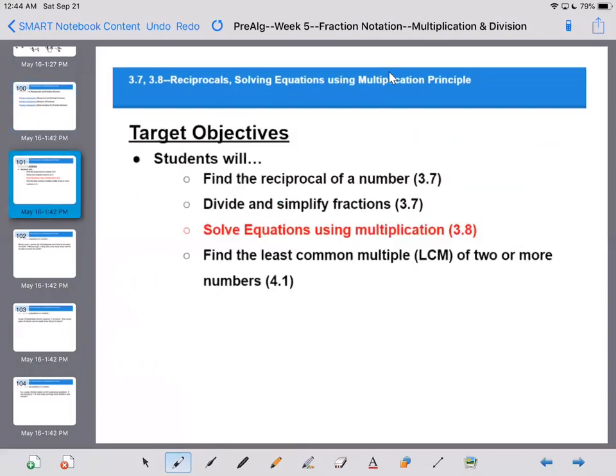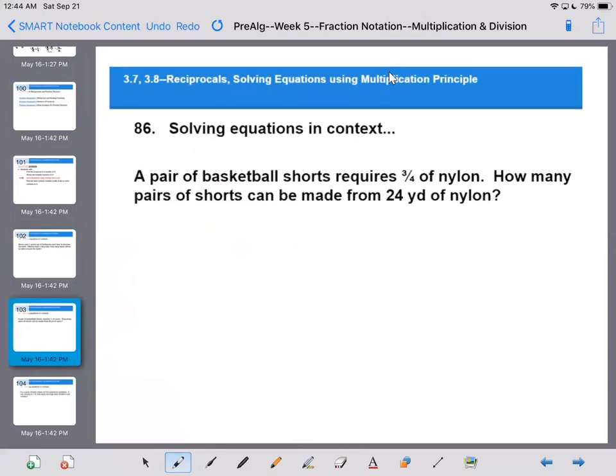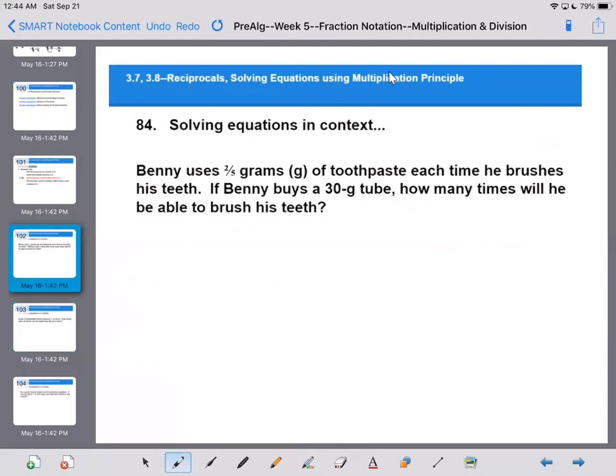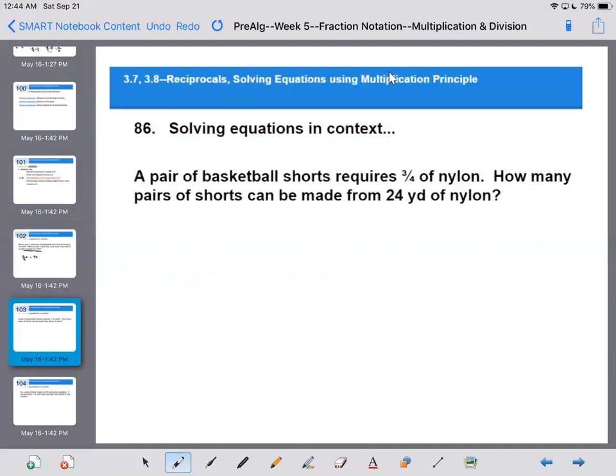And here we want to look at solving equations with multiplication. So here we've got Benny uses 2/5 gram of toothpaste each time he brushes his teeth. So 2/5 toothpaste every time he brushes his teeth. Benny uses a 30-gram tube. How many times will he be able to brush his teeth? So that's what X is representing. X is representing how many times he brushed his teeth. But if he's using 2/5 of that each time, and he's got a 30-gram tube, we're just trying to figure out, well, how many times can you brush your teeth till you run out?